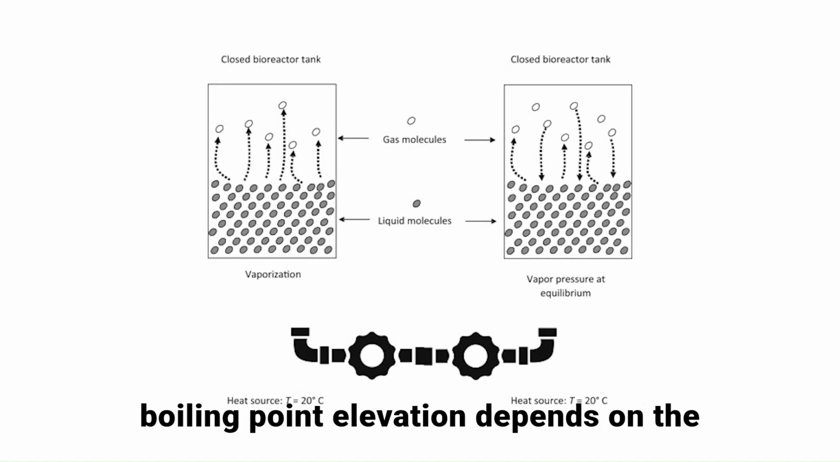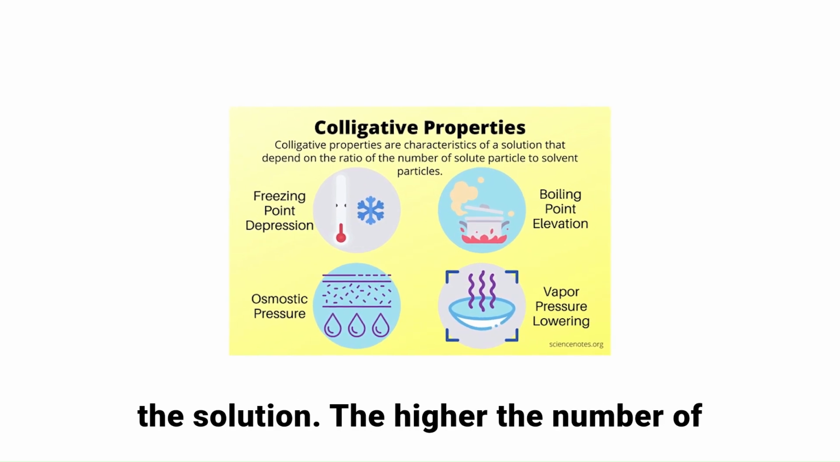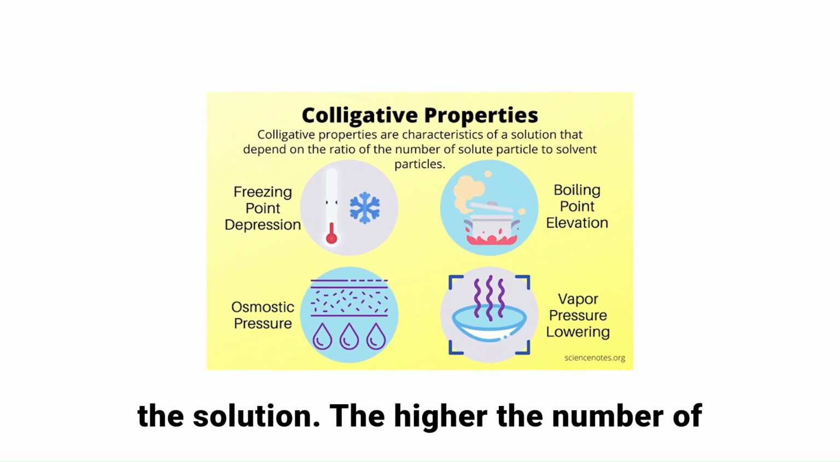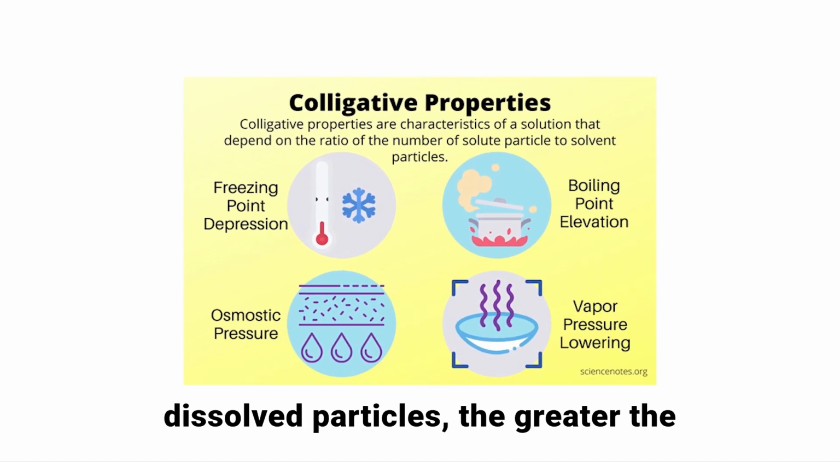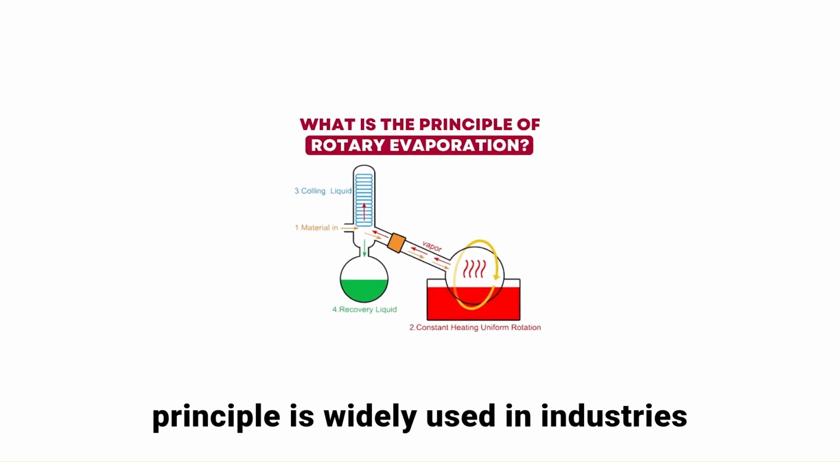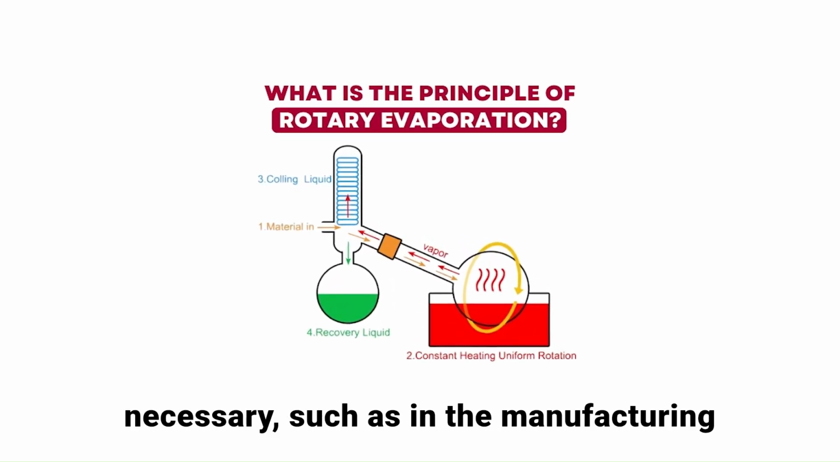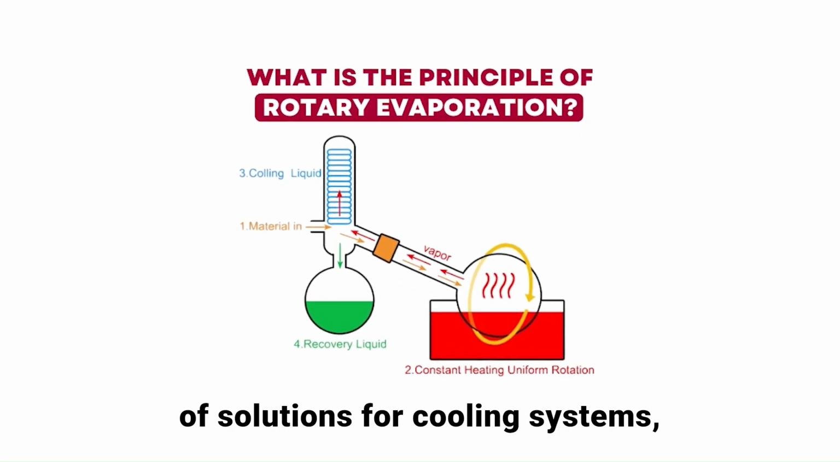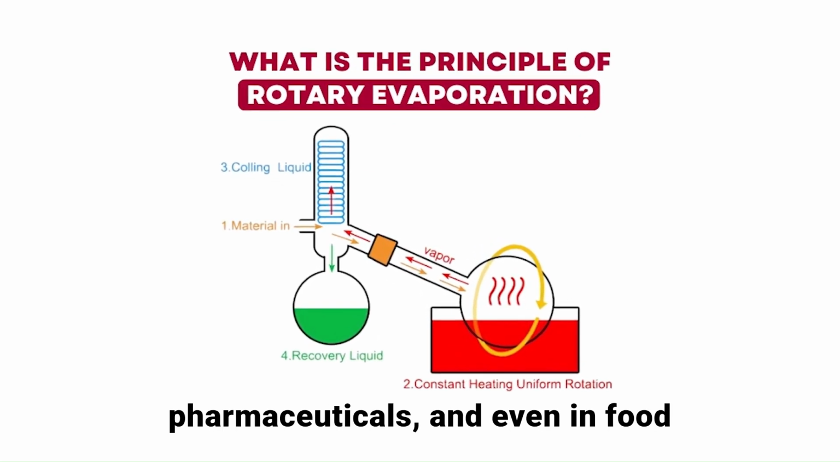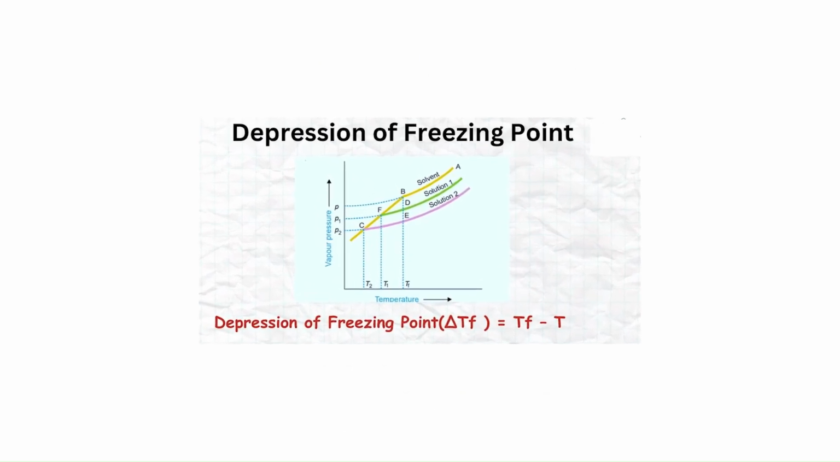The extent of boiling point elevation depends on the concentration of the solute particles in the solution. The higher the number of dissolved particles, the greater the effect on the boiling point. This principle is widely used in industries where precise boiling points are necessary, such as in the manufacturing of solutions for cooling systems, pharmaceuticals, and even in food processing where consistency in boiling behavior is required.